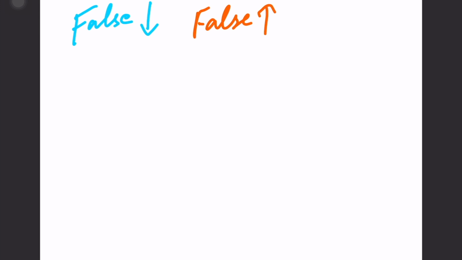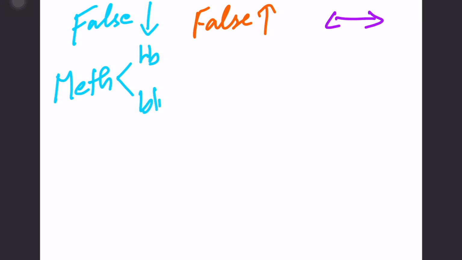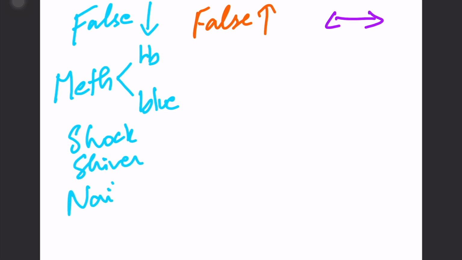So we have a list of conditions which we should remember for false low, false high, and no change in pulse oximeter values. False low, we have two meths, methemoglobin and methylene blue, and shock and shiver. And finally, you should remember the nail paints, the dark colors like black or brown. These all give false low values.